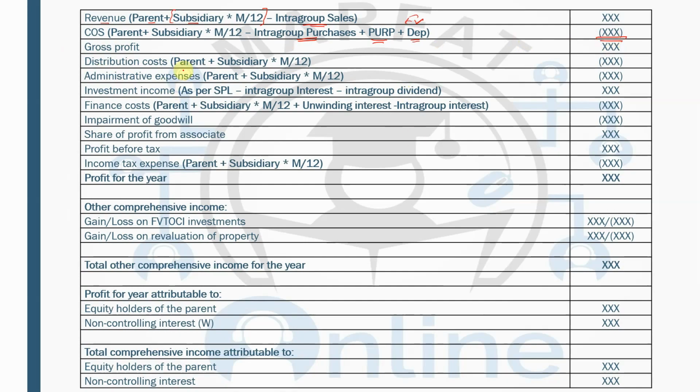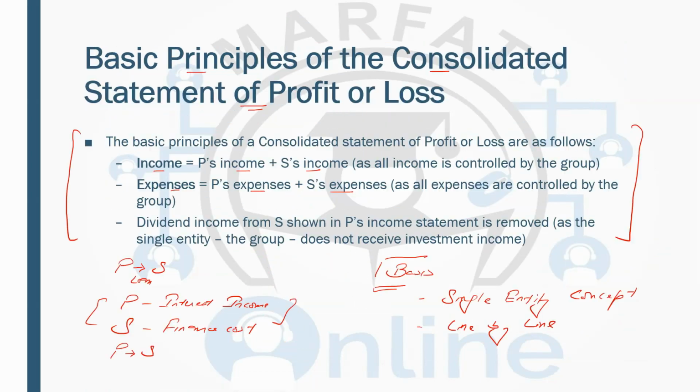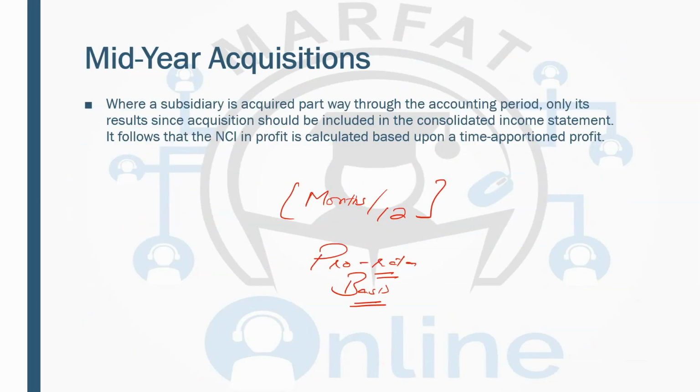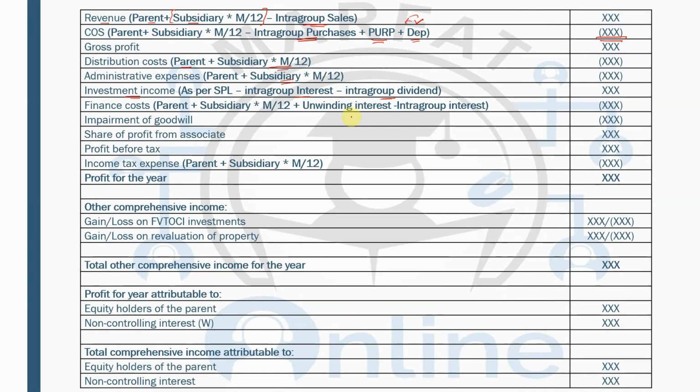And then you will be having distribution cost of the parent plus subsidiary. But remember, if there is mid-year acquisition, everything will be prorated. That means months by 12. Then you have the administrative expenses, investment income, all the investment income of the parent plus subsidiary, but you have to eliminate intra-group interest and intra-group dividend, which is the concept I have already told you, that if the parent or the subsidiary has given the loan to each other, for one that is going to be interest income, for the other it is going to be the finance cost. You have to remove for both. You will be removing the intra-group interest from the investment income as well as from the finance cost.